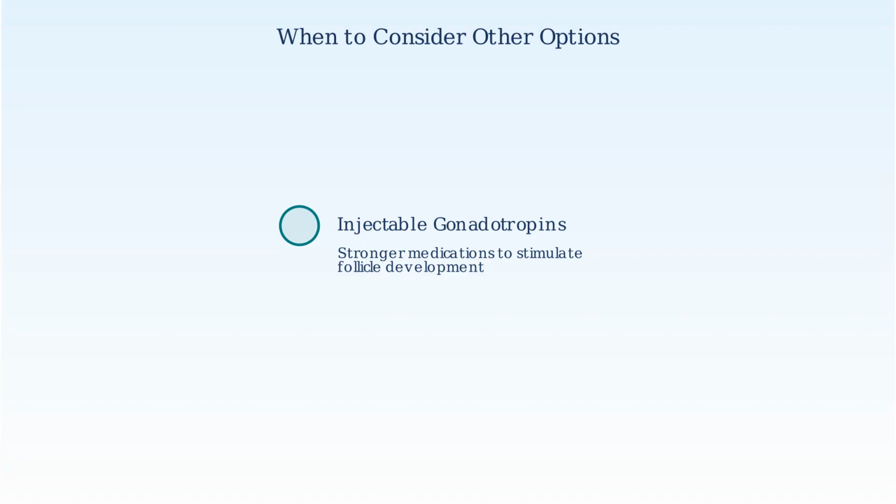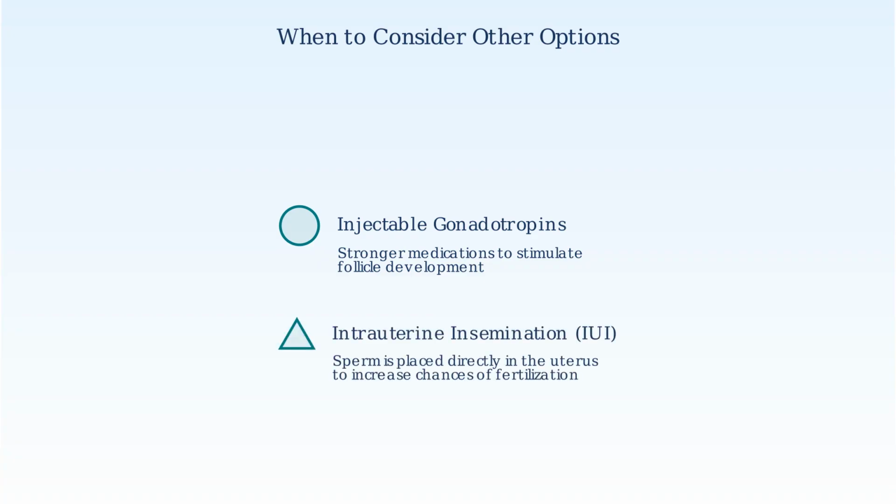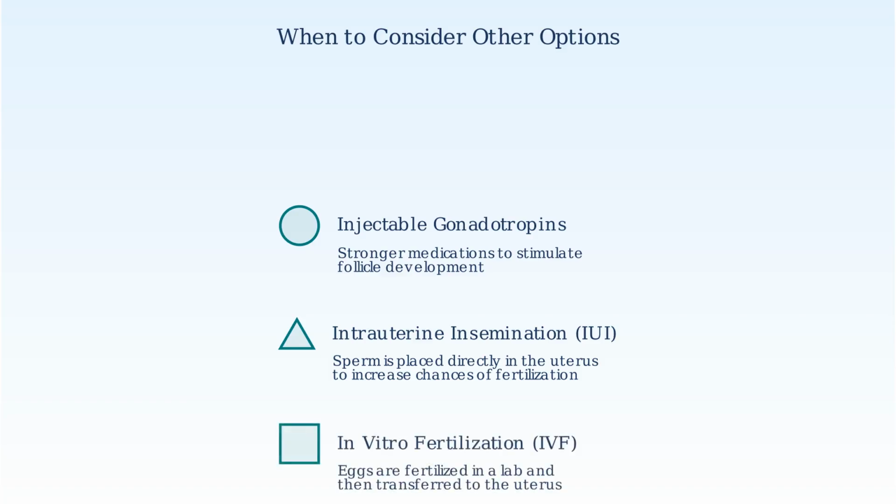Let's look at the main alternative treatments that might be recommended after Clomid. Injectable gonadotropins are stronger fertility medications that directly stimulate the ovaries to produce multiple follicles. Intrauterine insemination, or IUI, involves placing specially prepared sperm directly into the uterus and is often combined with fertility medications. In vitro fertilization, or IVF, is a more advanced treatment where eggs are retrieved, fertilized in a laboratory, and the resulting embryos are transferred to the uterus.